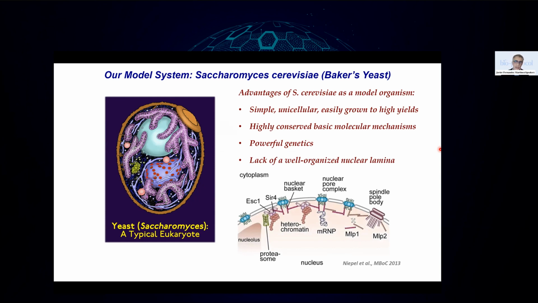And finally, Saccharomyces cerevisiae lacks a well-organized nuclear lamina. What Saccharomyces cerevisiae has is a kind of diffuse lamina-like arrangement of these two proteins, MLP1 and MLP2. So the nuclear pore complexes are not really connected through a very stable and resilient network like the lamina, and that helps in the isolation of these NPCs.